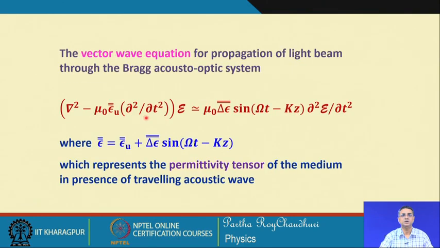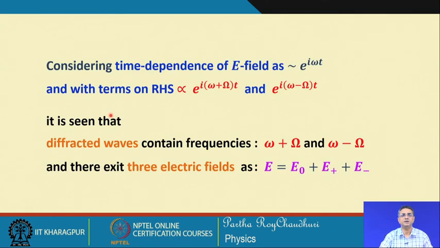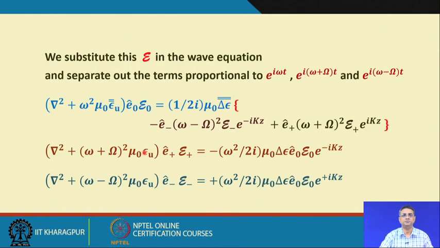In this equation, we substitute this sum of the three quantities. Then, in the same way as we did for the scalar wave, we can separate out the terms which are proportional to e to the power of i omega t, i(omega plus capital omega)t, and i(omega minus capital omega)t. We end up with a set of three equations, but this time they are vector wave equations, involving the polarization of the plus order and the polarization of the minus order. It is very straightforward and simple from there, and we can write the three equations.